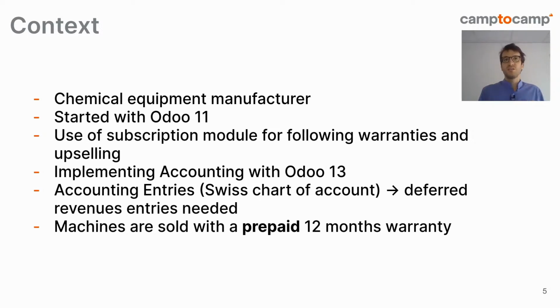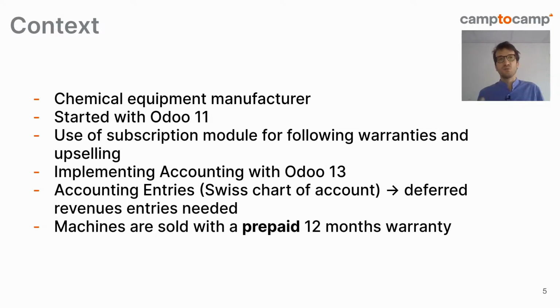So on one side, they had the subscription module. This module generates invoices. And these invoices come with accounting entries. The issue for them is that these invoices, as it was configured, would generate accounting entries recognizing the full revenue at the accounting date of the invoice.